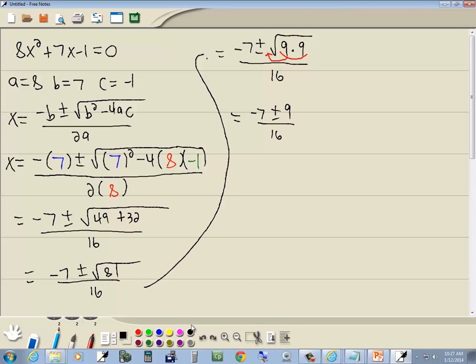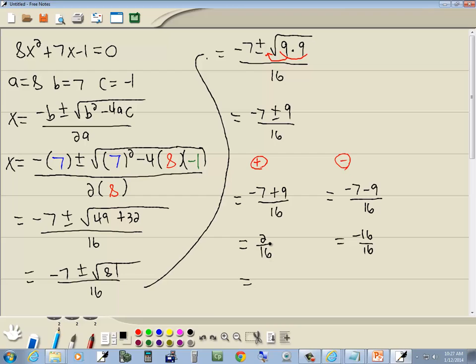Now if your radical disappears completely, you're probably going to find it beneficial to split this into two separate pieces. What that plus or minus means is we're going to have negative 7 plus 9 over 16, and we'll have negative 7 minus 9 over 16. Now negative 7 plus 9 gives us 2 sixteenths. Negative 7 minus 9 gives us negative 16 over 16.